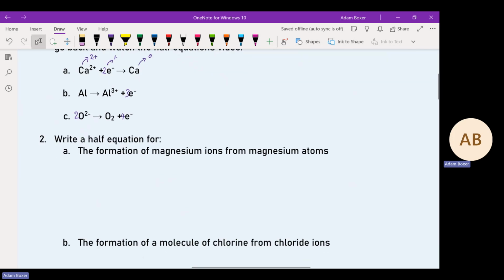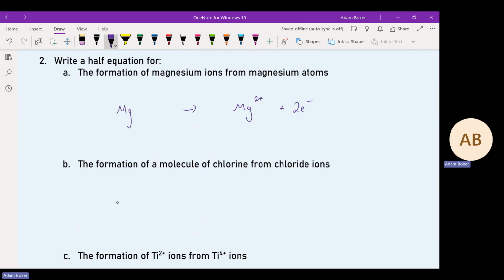For the next one, I've got magnesium ions from magnesium atoms. So I'm going to start with my magnesium atoms. I'm going to turn them into magnesium ions. I know that my charge on a magnesium ion is 2 plus because it's in group 2. And so I'm going to put 2 e minuses over there. What has to happen for magnesium to turn into those ions is for it to lose 2 electrons. And that's where that 2 plus comes from.